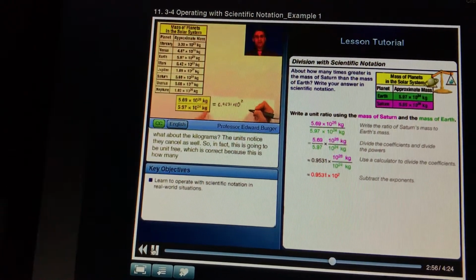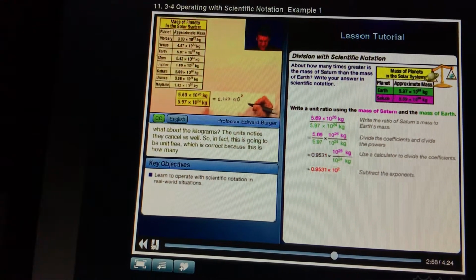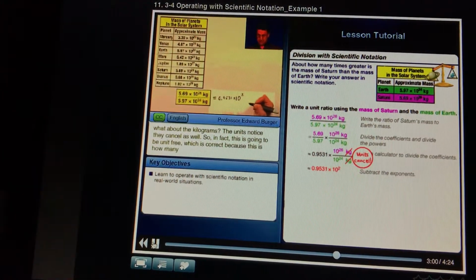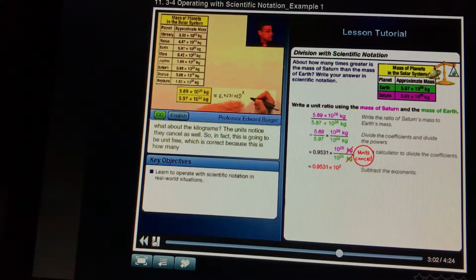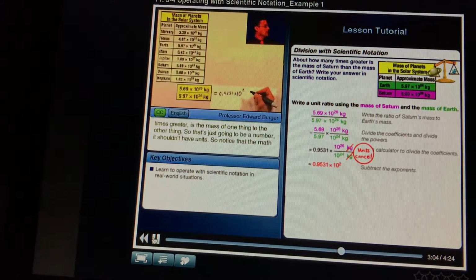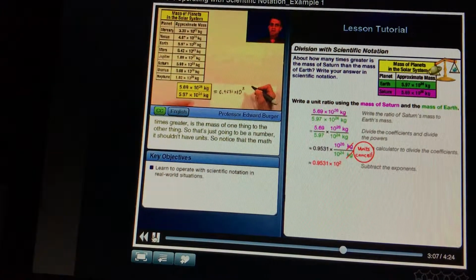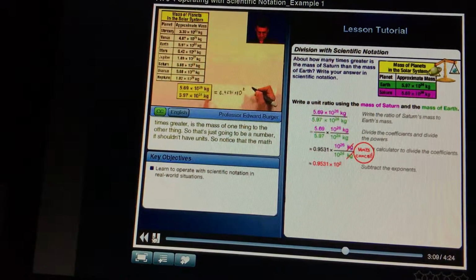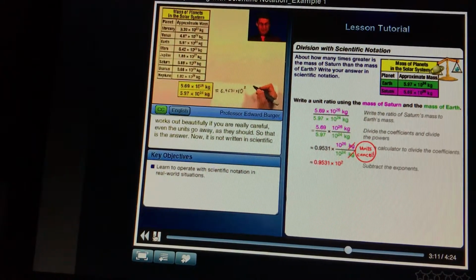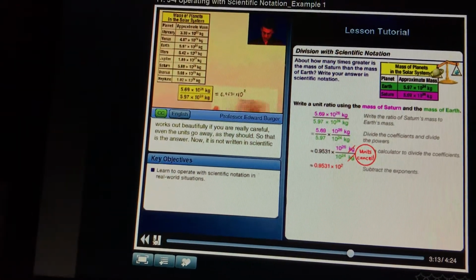And what about the kilograms? The units, notice, they cancel as well. So in fact, this is going to be unit-free, which is correct, because it says how many times greater is the mass of one thing to the other thing. So that should just be a number. It shouldn't have units. So notice that the math works out beautifully if you're really careful. Even the units go away as they should. So that is the answer.